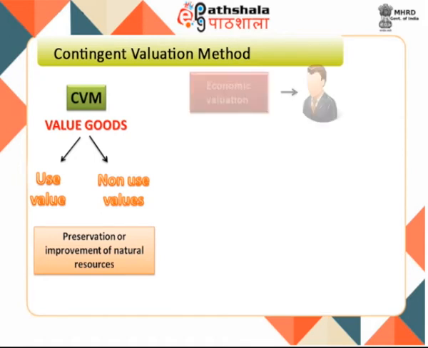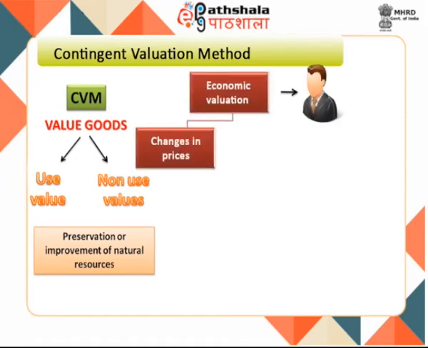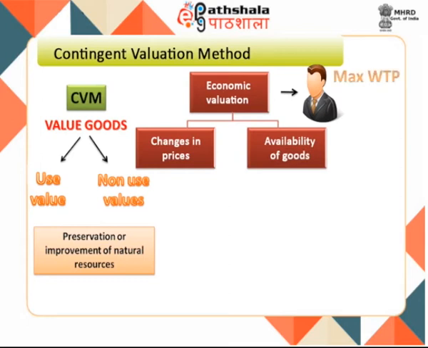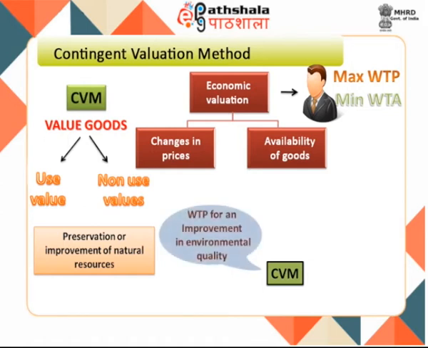The basis for the economic valuation of a change in prices or the availability of a good is to inquire what is the most an individual is willing to pay (WTP) for that change, if it is desirable, or the minimum compensation that they are willing to accept (WTA) to forego the change. Contingent valuation does just this. It asks people what they are WTP for an improvement in environmental quality or what they are WTA to go without this improvement.